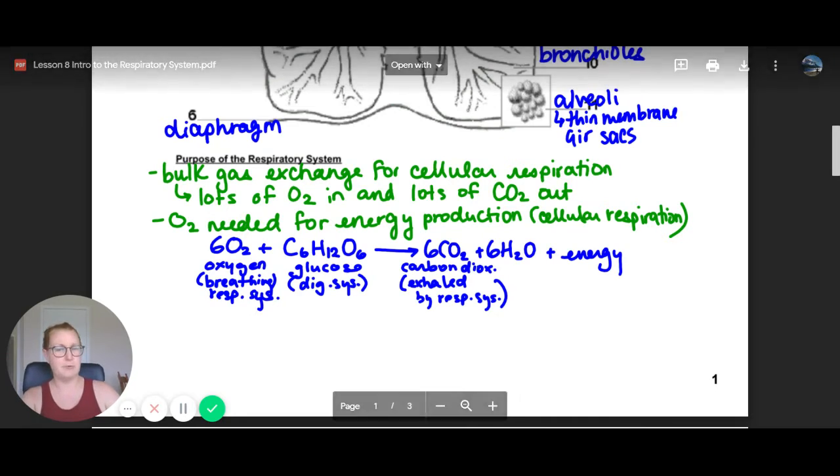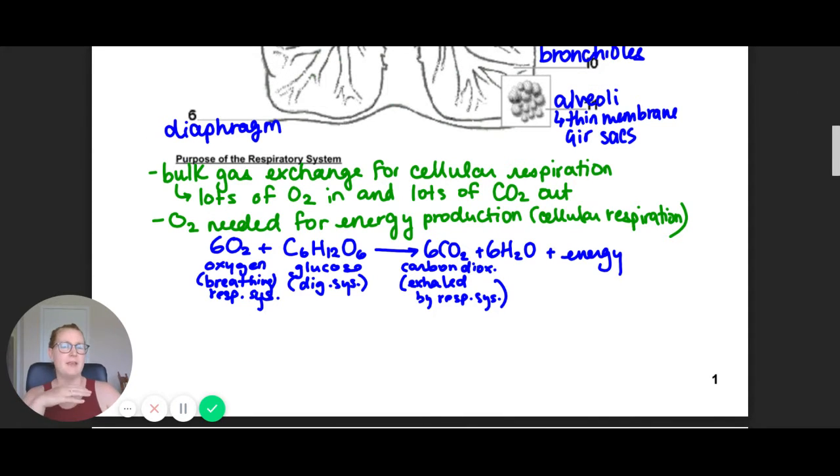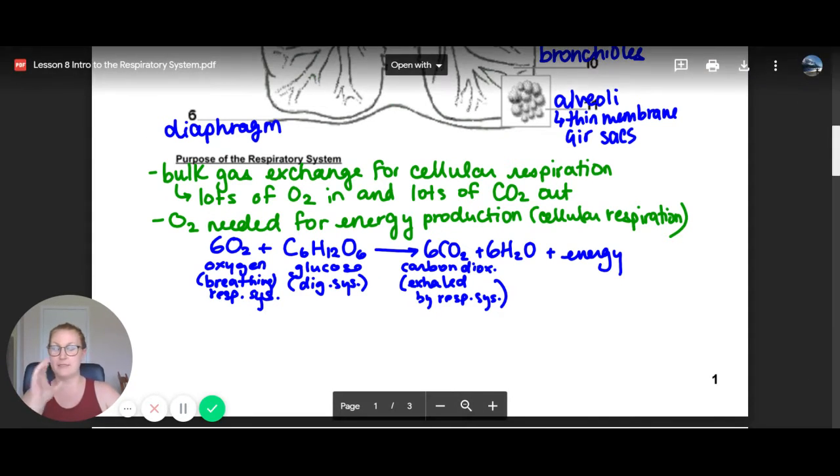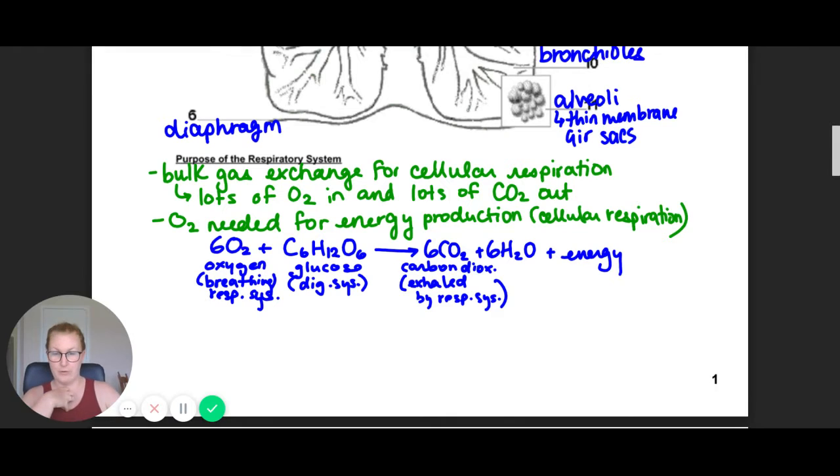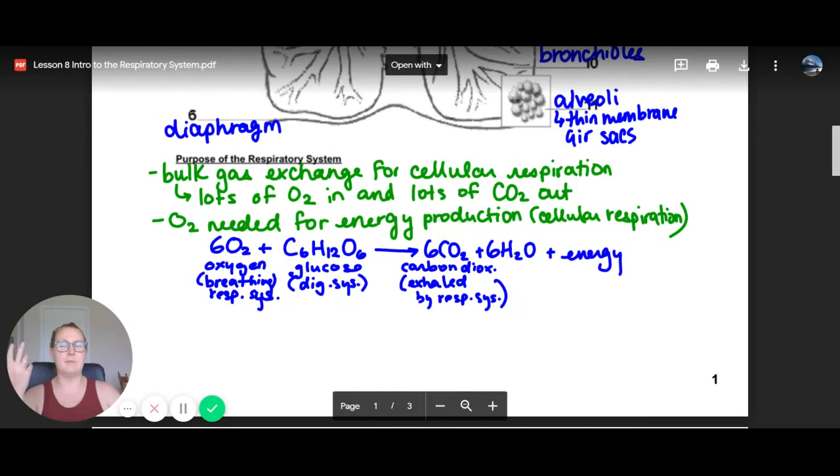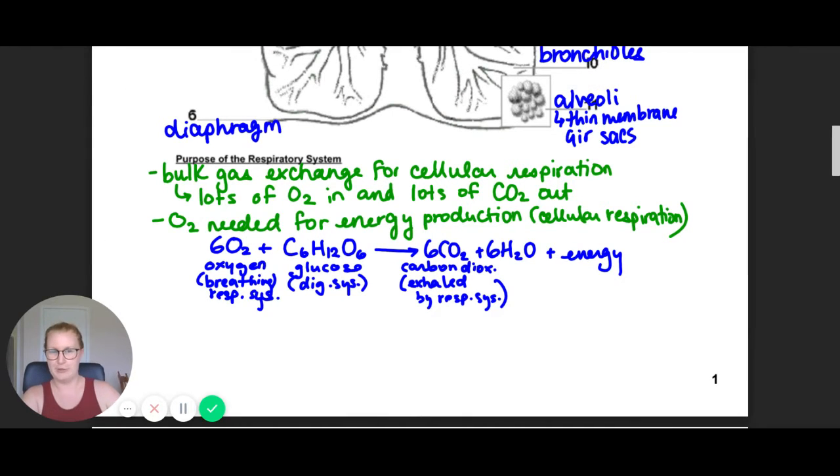Oxygen is needed for energy production for cellular respiration. Again, we always come back to this equation, which I've shown you many times in this course. Oxygen, which is breathed in through the respiratory system, plus glucose, which we access from the digestive system. These are moved around by the circulatory system that we talked about before. And ultimately, we end up with carbon dioxide, water, and energy.